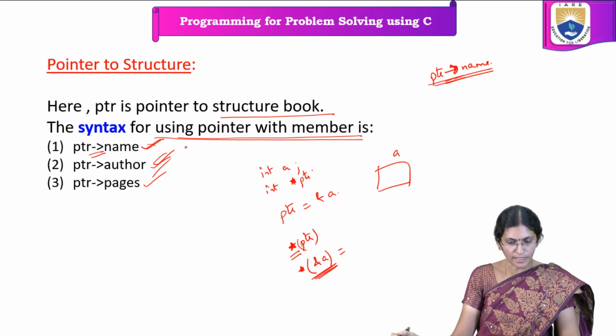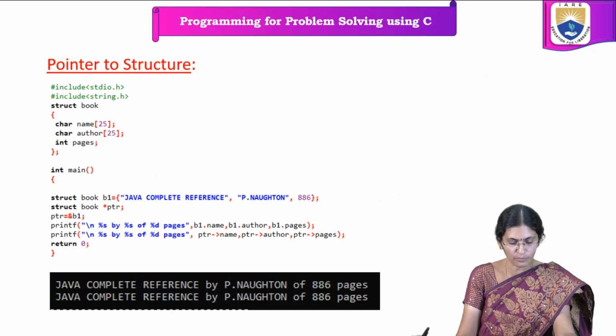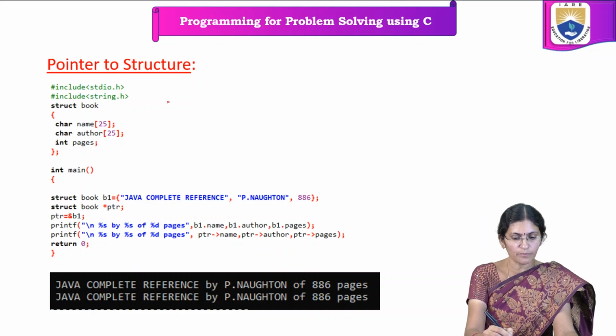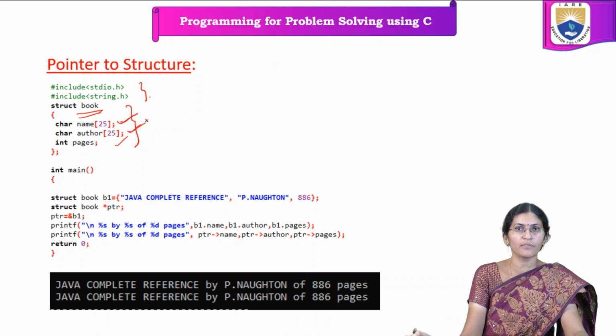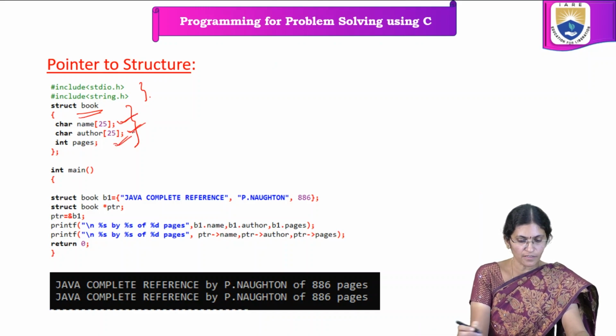Let us see this with the help of one example program. Here we have two header files, and this is the structure definition. The name of the structure is book, and it has three attributes or members: name, author, and pages. So this structure named book has three fields. The first one is an array of characters, the second one is also an array of characters, and the third one is pages.